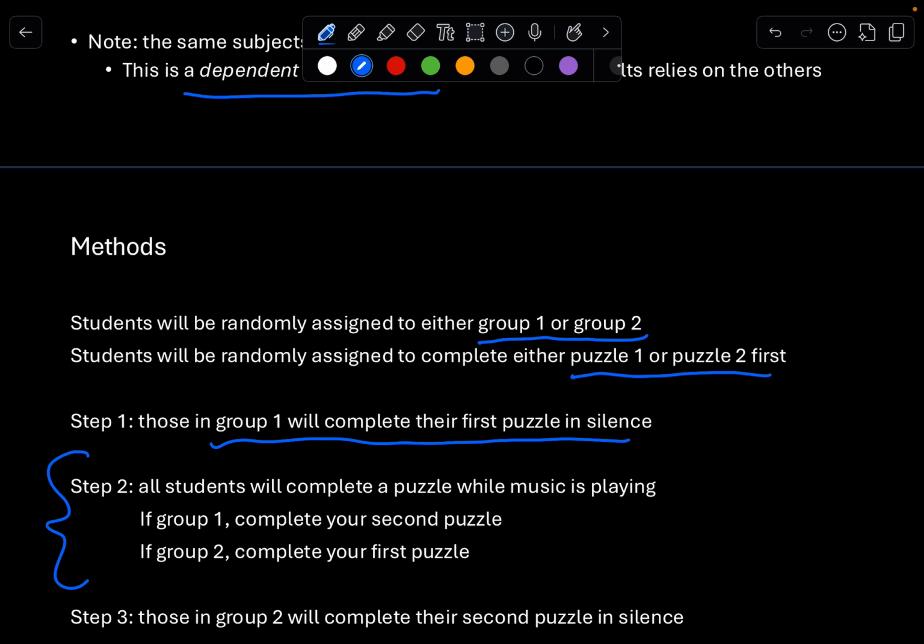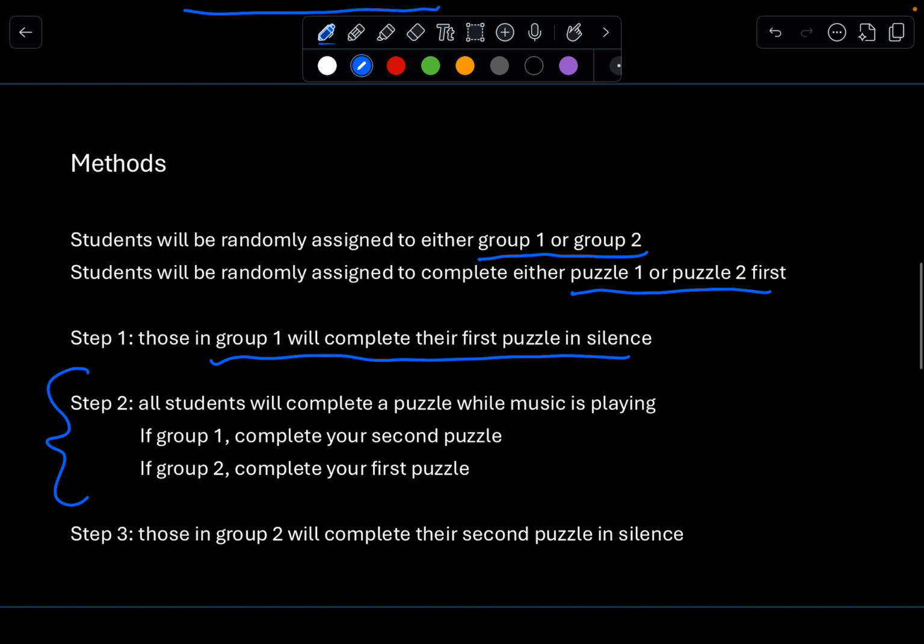So group 1 is finished. Now those that were assigned group 2 will complete their second puzzle in silence. So both group 1 and group 2 are doing music and silence, but the order is randomized, and the order of the puzzle is randomized as well. So everything needs to be random to eliminate any bias that could possibly be introduced.